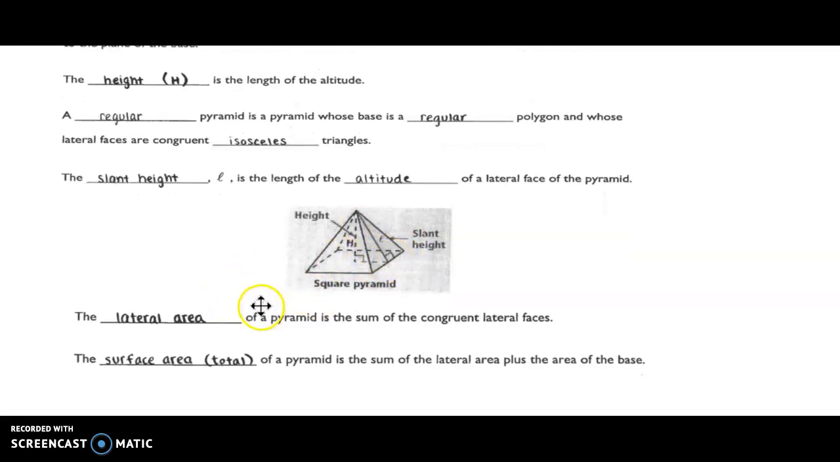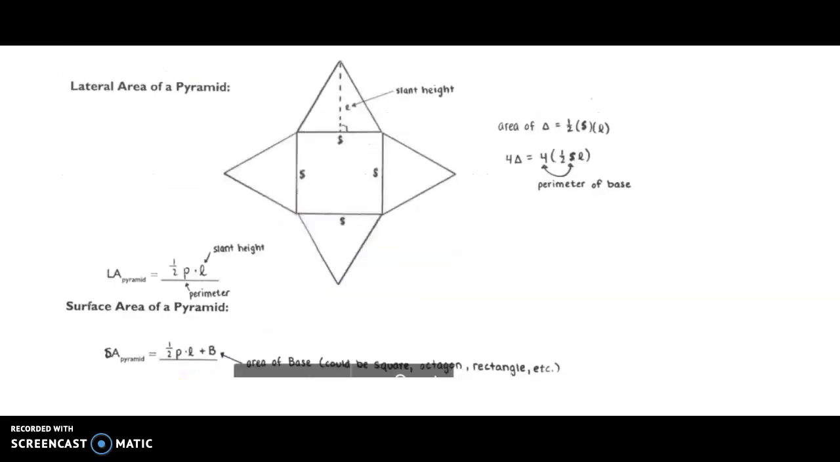All right. Again, the lateral area is the same idea. Okay, it's the sum of the lateral faces, and then the surface area is the total, including the area of the base. Okay. Here's what it looks like. Right. The lateral area of a pyramid. Okay, it's really just the triangles, right?